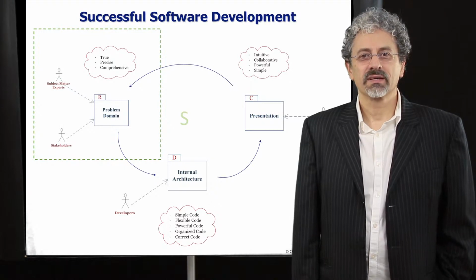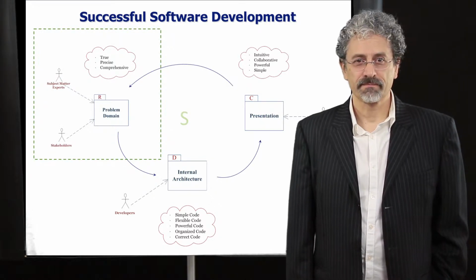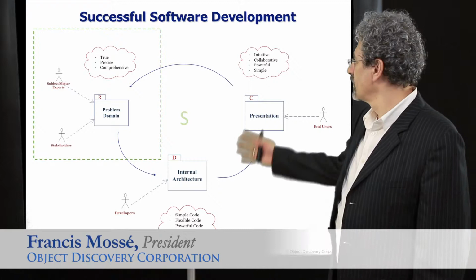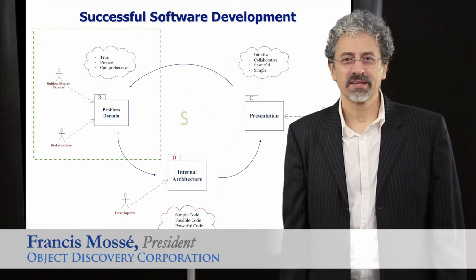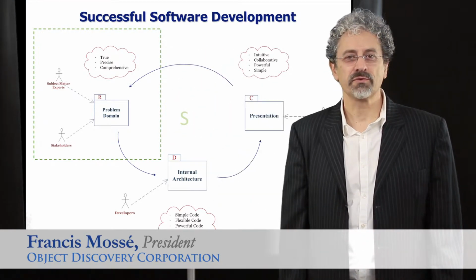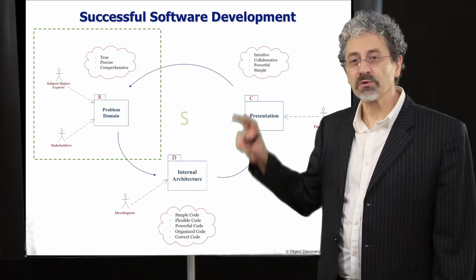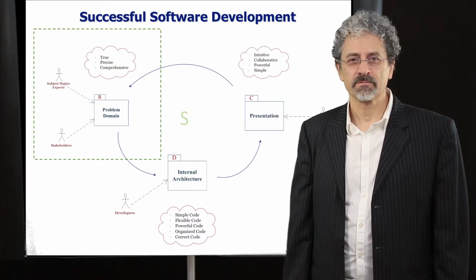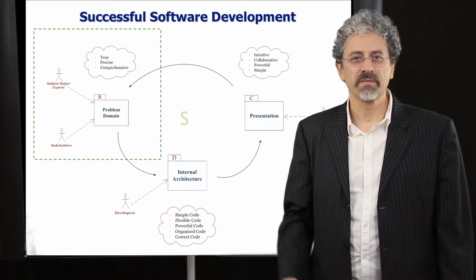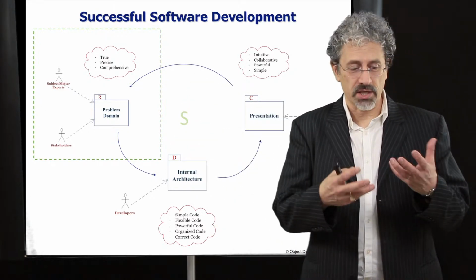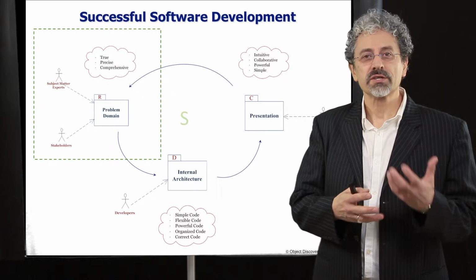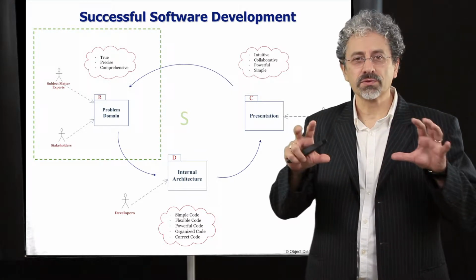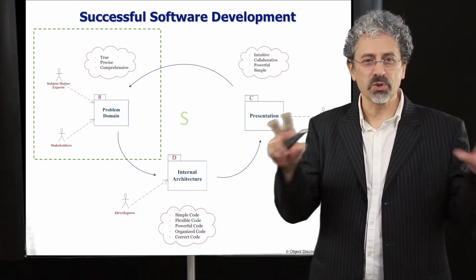Now, let's talk about analysis. As you remember, in the cycle that describes successful software development, the first part, the first third, is analysis. That's what the box is showing, and all it is expressing the problem domain so that it is entirely true. It is precise, it is comprehensive.